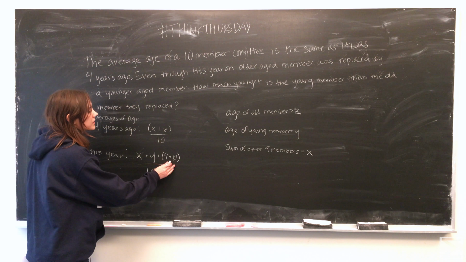These are now equal, so we can write an equation making them equal and then solve. So solving out, what we get is that Z is equal to 40 plus Y, so what that tells us is that the young member is actually 40 years younger than the old member they replaced.